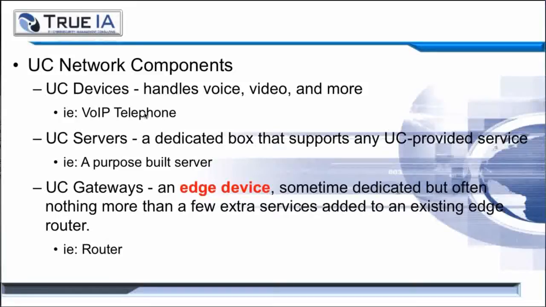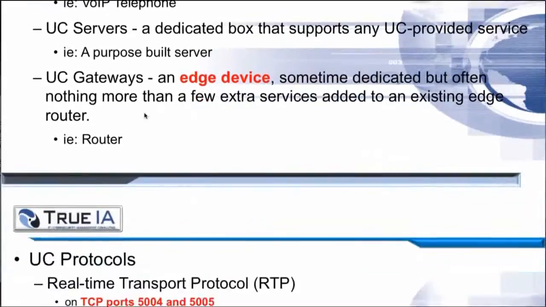Next will be some network infrastructure specific gear, like the gateway devices, an edge device, sometimes dedicated, but often it's really nothing more than a few extra services added to an existing edge router. However, you'll need to consider the power, horsepower, and model of your edge router, and whether you can add those extra services, or whether you are going to be required to buy an additional dedicated device.